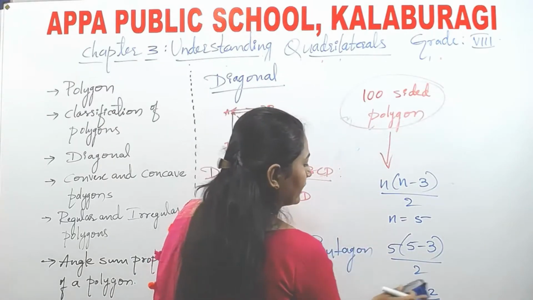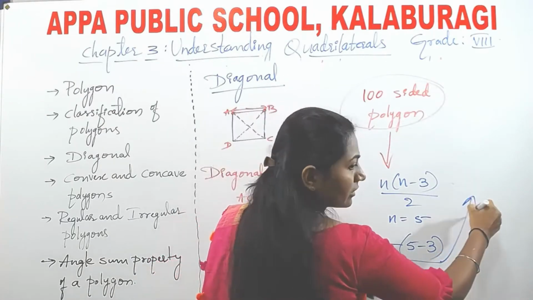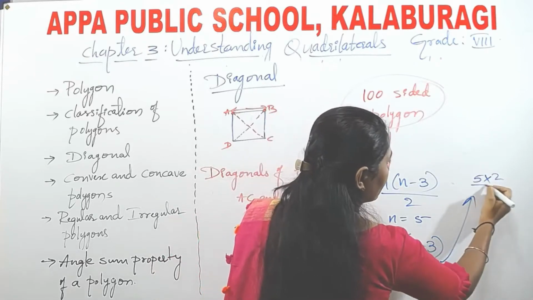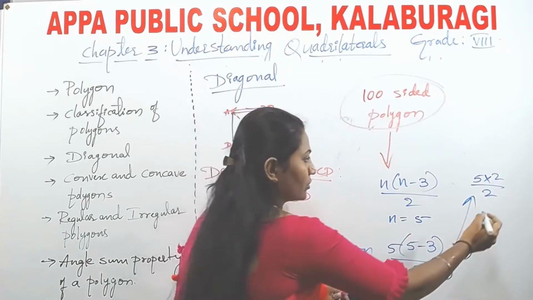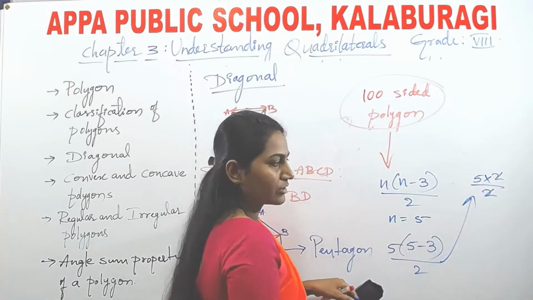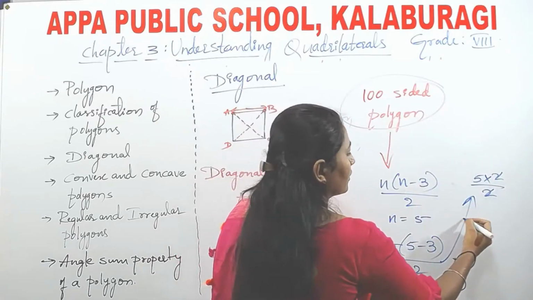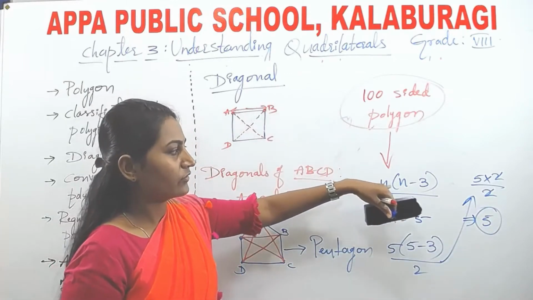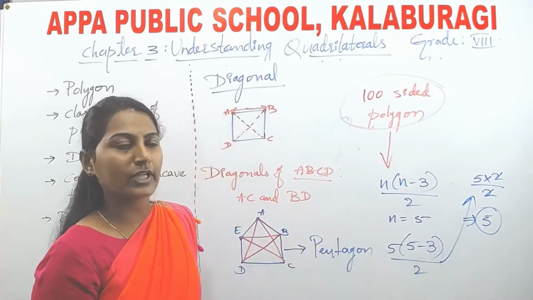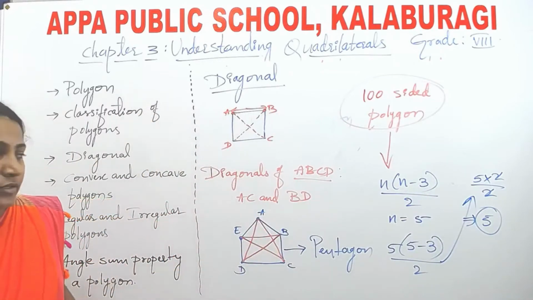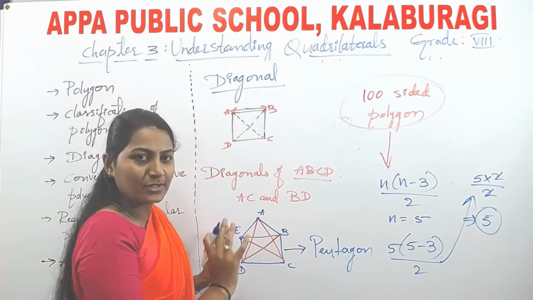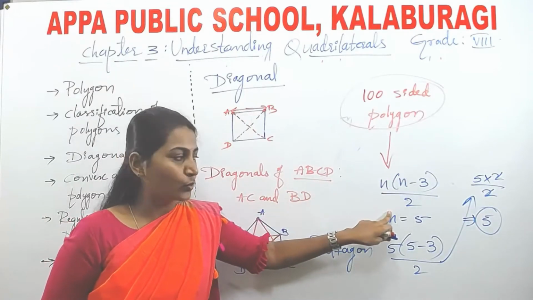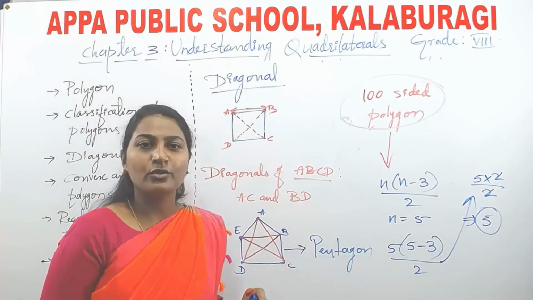Let me write it aside. 5 times 5 minus 3 is 2, divided by 2. The 2 and 2 get cancelled, that is 2 ones are 2 and 2 ones are 2. So what is left? 5. What is that 5? It is the number of diagonals in the polygon. So you can sit and draw, or else you can go for the formula n times n minus 3 divided by 2. I hope the concept of diagonals is clear.